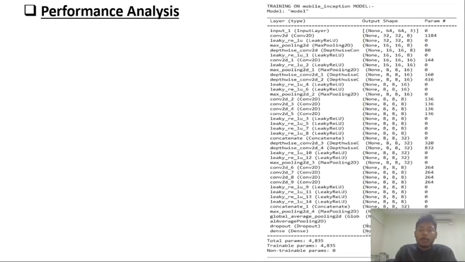So in terms of performance analysis, first is basically how many parameters we have reduced. That's the main thing. After employing the mobile inception block and the whole lightweight neural network, the total number of parameters is less than 5,000, whereas in the previous papers we have already seen that the number of parameters exceeds 5 lakhs, 10 lakhs. So here we have drastically reduced the number of parameters using the mobile inception block and depthwise pointwise convolution.